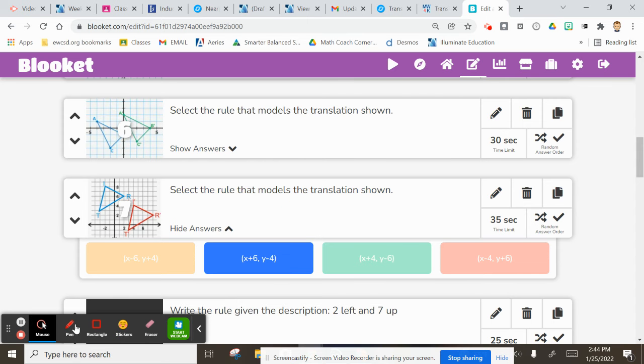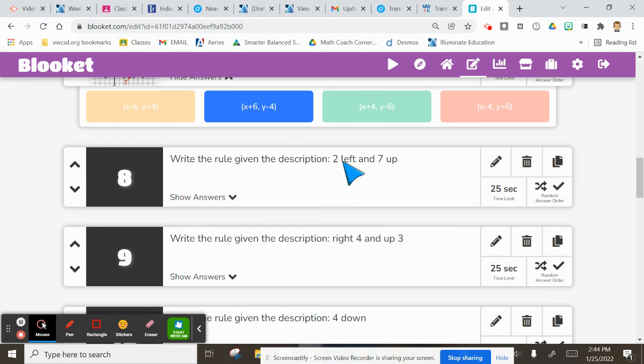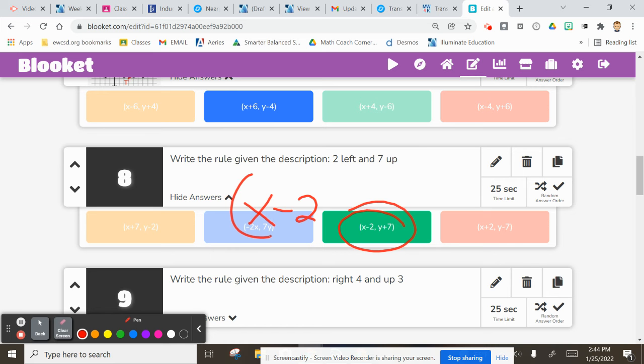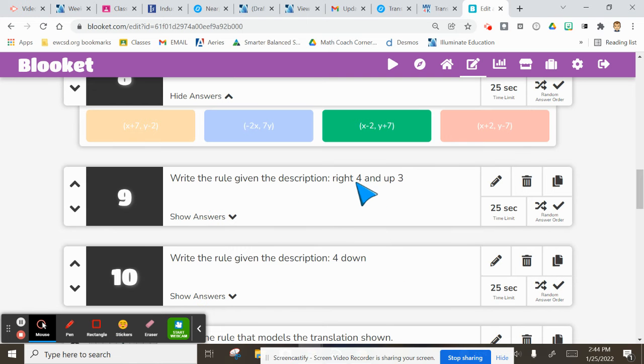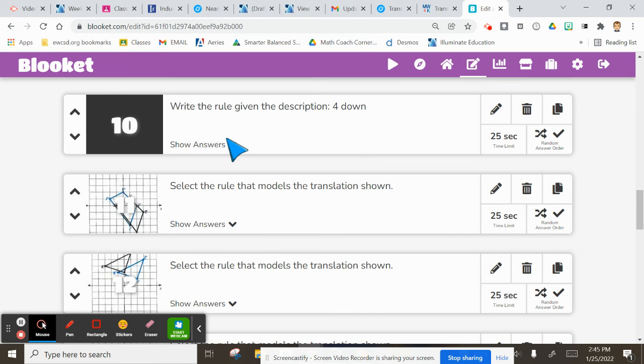So the rules themselves are kind of tough to understand right away, but you guys can get the hang of it. 2 left and 7 up. Look at this one. 2 to the left, that's x minus 2. And 7 up, that's going to be y plus 7. Okay? You got this, guys. Let's go. Now, right 4, up 3. To the right 4, up 3. Both positives, okay?